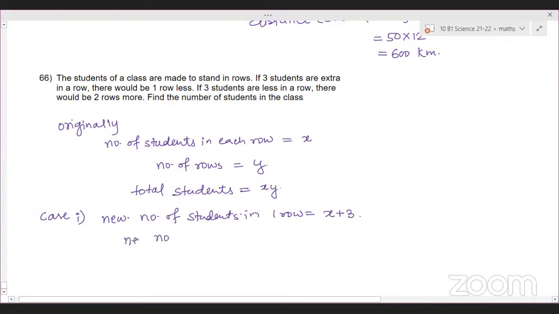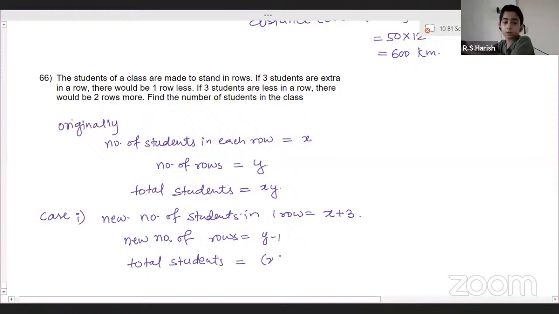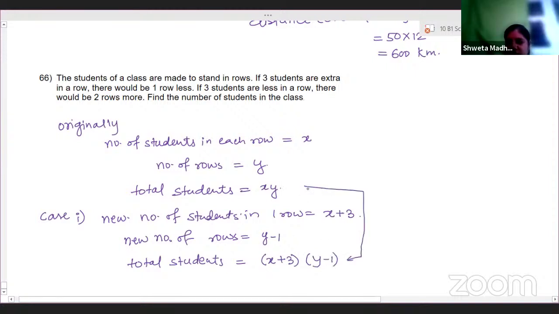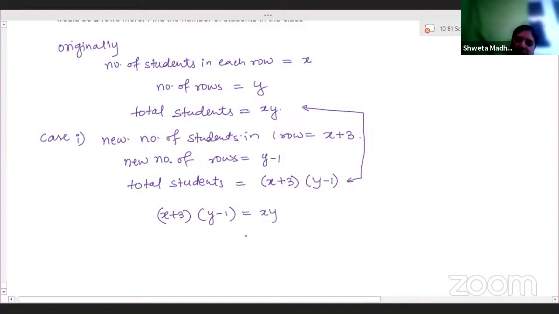And now the new number of rows, 1 row less, so that means Y minus 1. So the total students will be X plus 3 into Y minus 1. And this value and the original value are equal because the total number of students has not changed. So X plus 3 into Y minus 1 is equal to XY. This is the first equation. Simplify that.